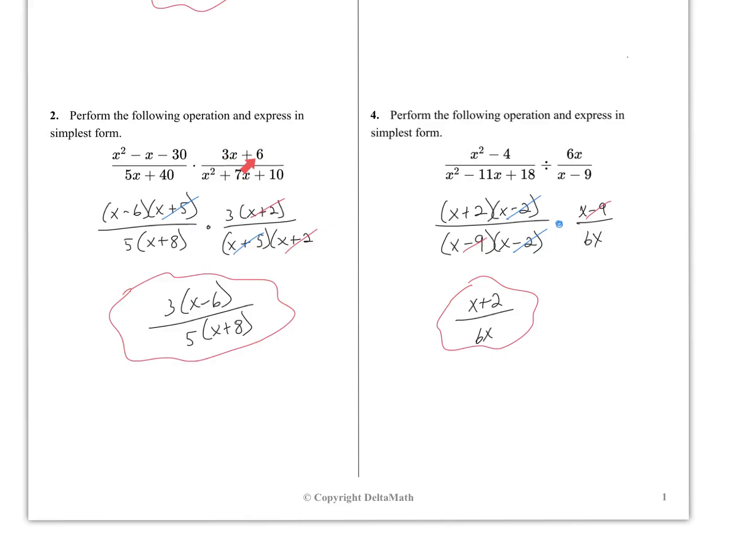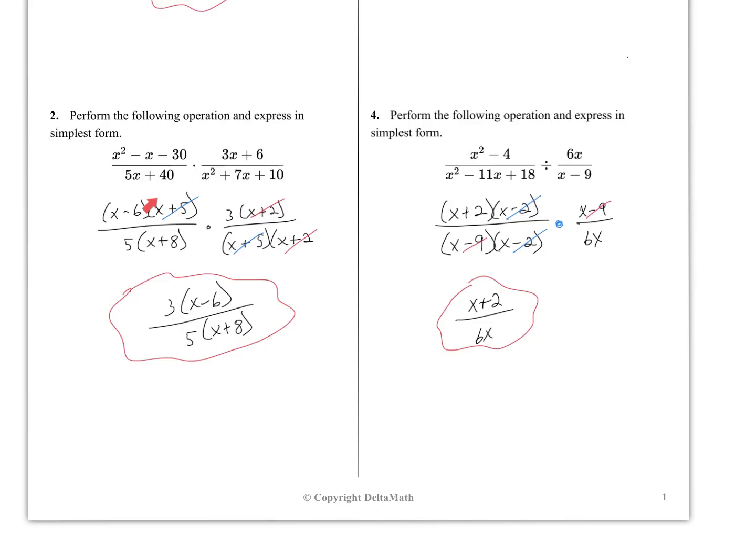Okay, and then over here, 3x plus 6, same thing. They share a factor of 3. 3 will go into both of these terms, so we factor out the 3, and what's left is x plus 2, because 3 times x is 3x, and 3 times 2 is 6. And finally, in this trinomial down here, the factors of 10 that add to 7, well, that's 5 times 2. And they're both positive, x plus 5, x plus 2.